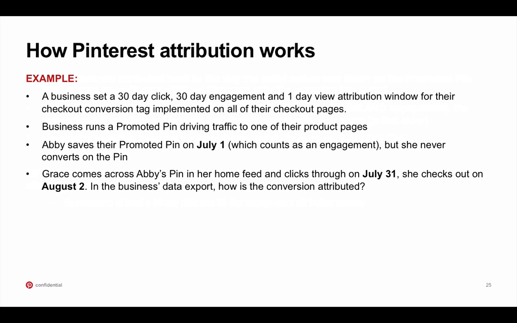My other friend Grace comes across Abby's pin in her home feed, and she clicks through on it on July 31st. And then she checks out on August 2nd. So in the Pinterest data export, when is a conversion attributed? So remember, on Pinterest, we attribute conversions to the day that the action was taken on the promoted pin. So here we have two actions on the promoted pin. Abby saved the pin on July 1st, but then Grace actually clicked through the downstream pin of the promoted pin on July 31st. She's the one who actually converted.